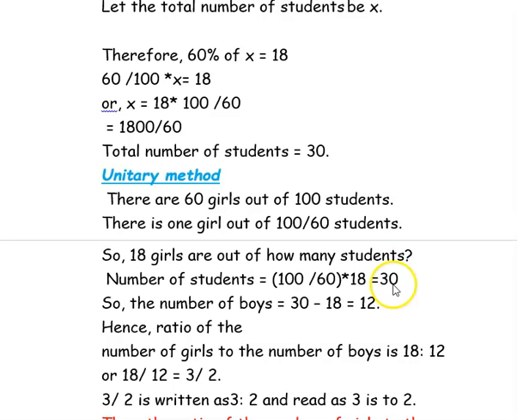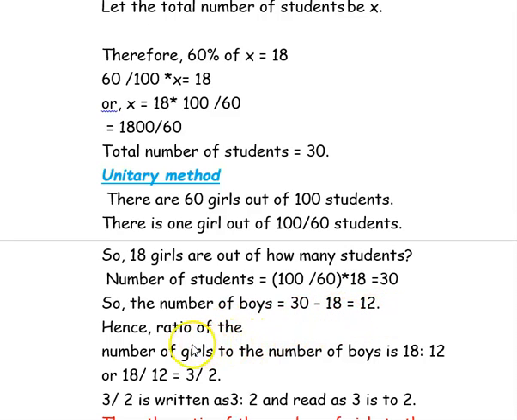So, now we have found out the total number of students and it is given the number of girl students. So, we can find the number of boys now. So, number of boys is equal to 30 minus, that is total number of students, minus number of girls, that is 18. So, 30 minus 18 is 12. So, number of boys is 12.